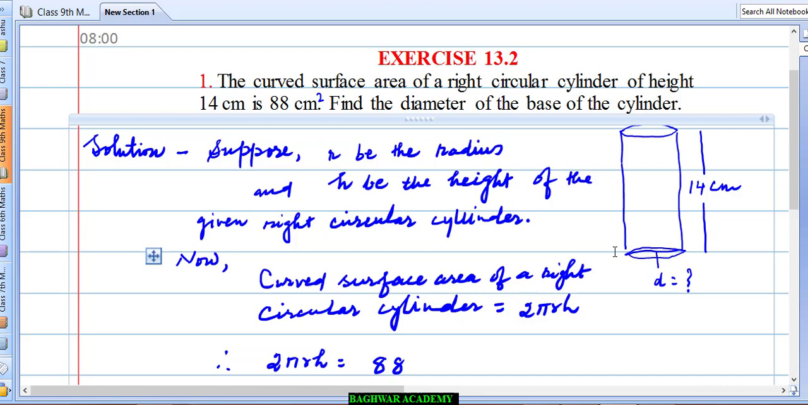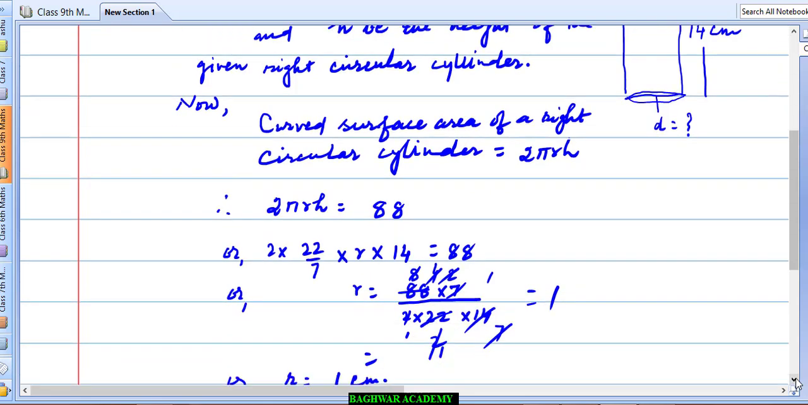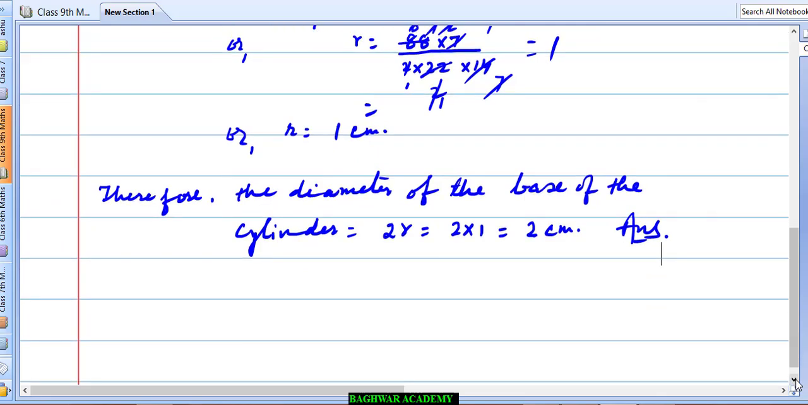We had to find out the diameter of the base of the cylinder. So we have drawn the figure, height has been given and curved surface area was given. We had to find out diameter. Just put the formula 2 pi r h is equal to 88, and h we know, r we had to find out. So r we have got 1 and diameter we know, that is 2 into r. So finally we have got our answer, 2 centimeter.